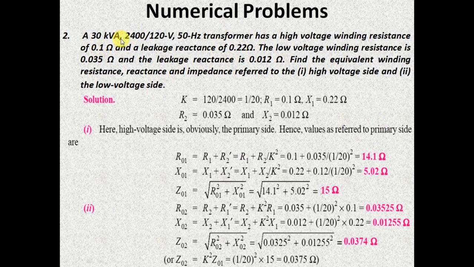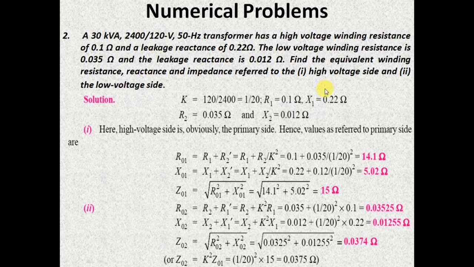The power rating of the transformer is given as 30 kVA. Voltage rating is 2400/120 volt. Has a high voltage winding resistance. High voltage means here it is primary side. The value of R1 is given and X1 is given. R2 and X2 values are also given. You are asked to find the equivalent winding resistance, reactance and impedance referred to high voltage side, which is actually the primary side, and the low voltage side, which is the secondary side.